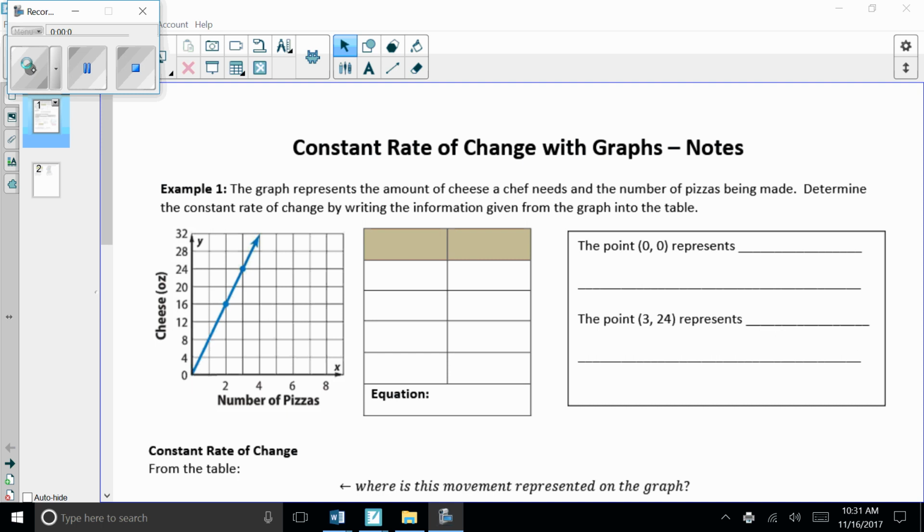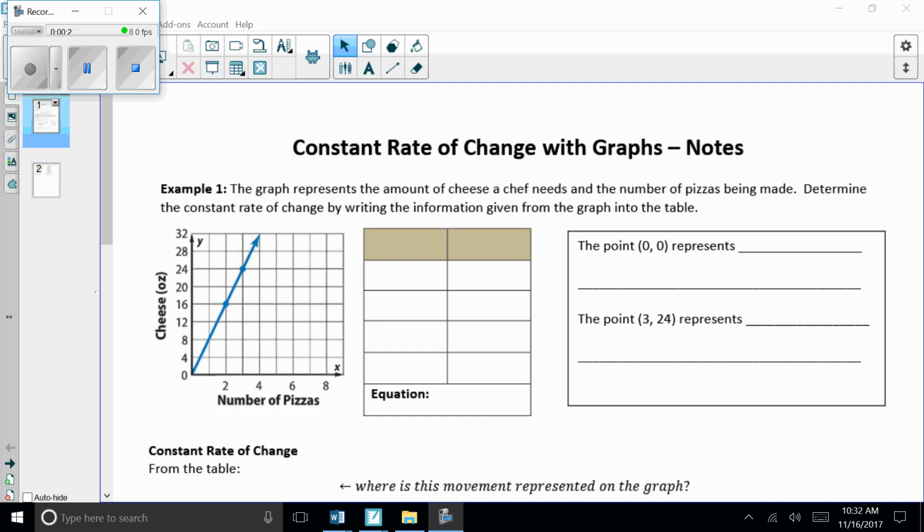Hey guys, today we're going to be doing constant rate of change with graphs. So this relates very closely to what we did yesterday about tables. And you're actually going to see tables in today's notes as well, since we've already been practicing what to do with tables. So example 1 says, the graph represents the amount of cheese a chef needs and the number of pizzas being made. Determine the constant rate of change by writing the information given from the graph into a table.